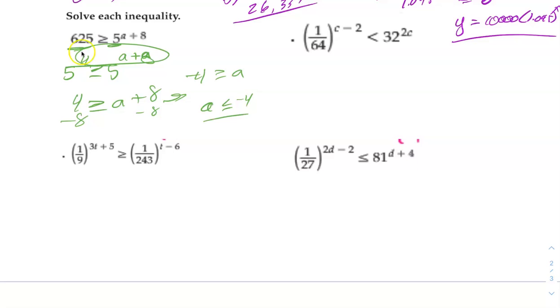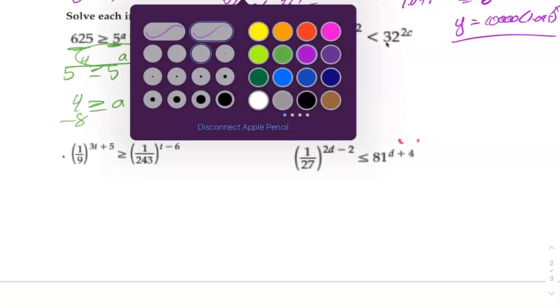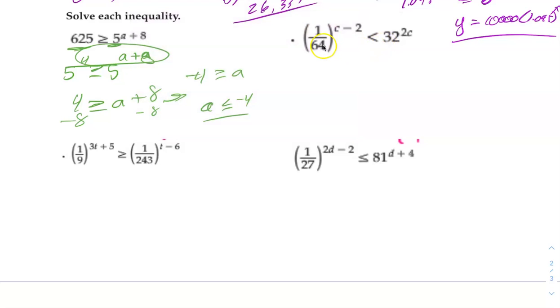The next one, same idea. I got to get them to the same base. Now, 64 and 32 don't go together, so we have to break them both down. 64 can be broken down as 8 squared, or 4 cubed, or 2 to the 6th. 32 is 2 to the 5th.